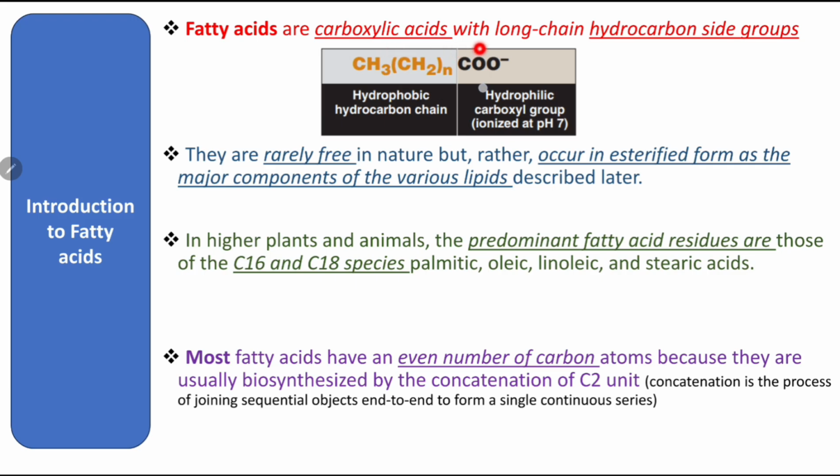Fatty acids are carboxylic acids with a long chain hydrocarbon side chain. So there is a carboxyl group and a hydrophobic hydrocarbon chain. They are mostly esterified, rarely free, and mostly they are C16, C18. Most of the fatty acids in the body have an even number of carbon atoms because they are formed by concatenation of C2 units. Concatenation is a process of joining sequential objects end to end to form a single continuous series.